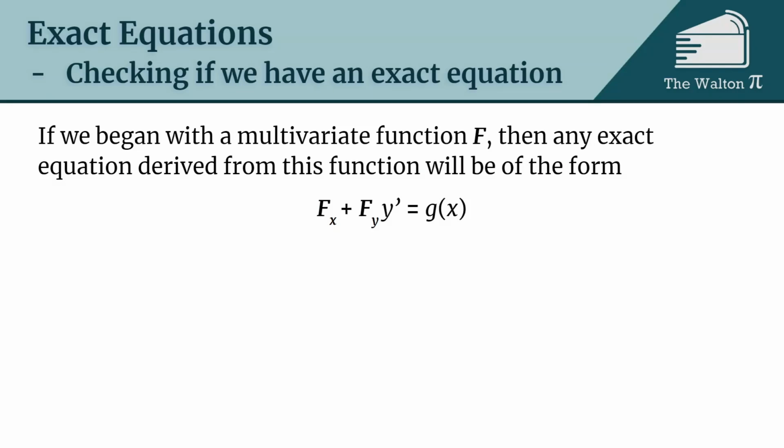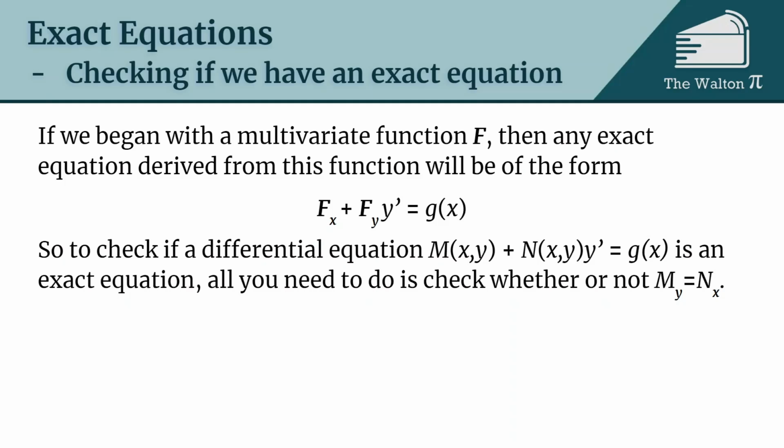So if we begin with a multivariable function F, then any exact equation derived from this function is going to be of the form F sub x plus F sub y times y prime equals g of x. And this is coming just from taking the derivative of F. The chain rule is really just saying take the derivative with respect to x, and then take the derivative with respect to y, and then deal with all of the y prime terms.